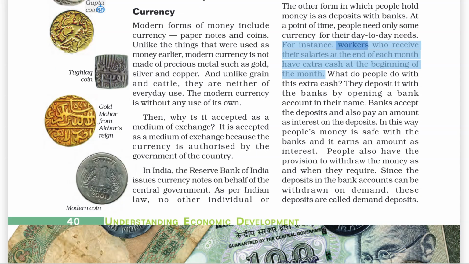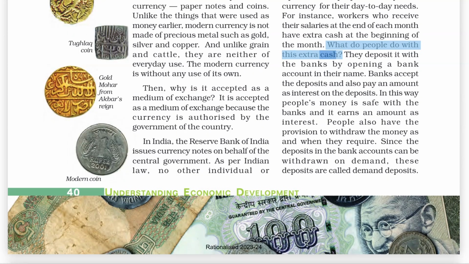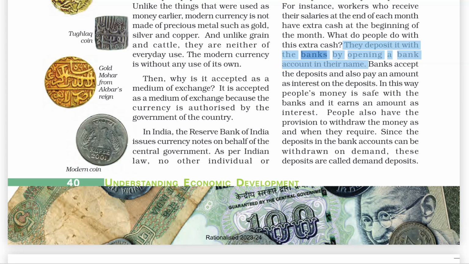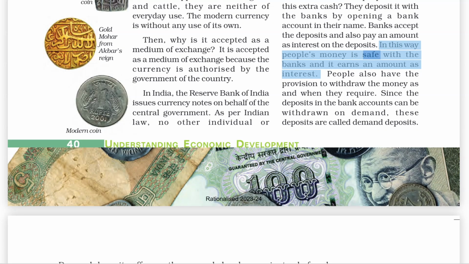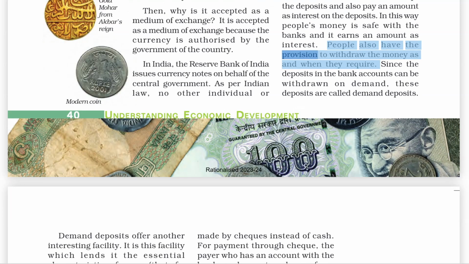For instance, workers who receive their salaries at the end of each month have extra cash at the beginning of the month. What do people do with this extra cash? They deposit it with the banks by opening a bank account in their name. Banks accept the deposits and also pay an amount as interest on the deposits. In this way, people's money is safe with the banks and it earns an amount as interest. People also have the provision to withdraw the money as and when they require.